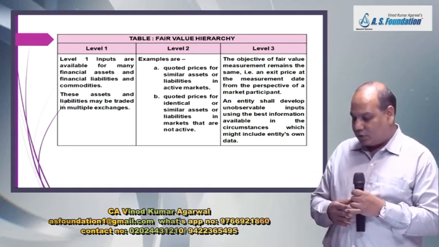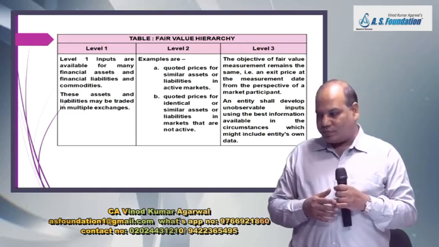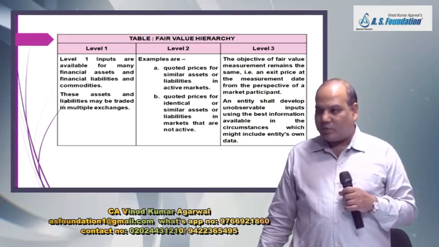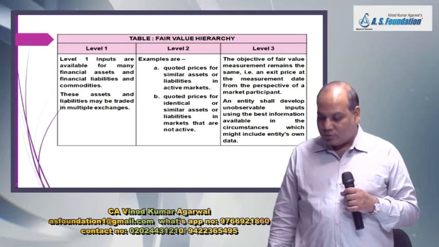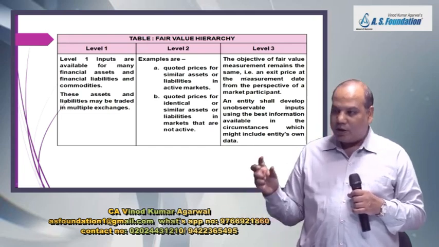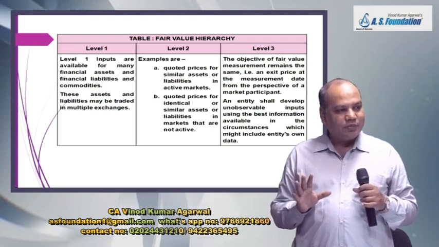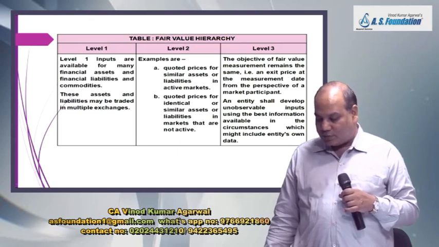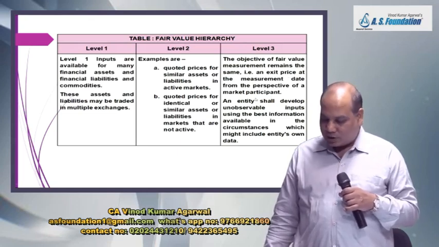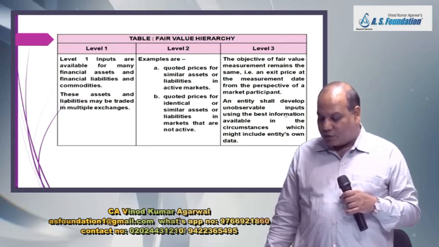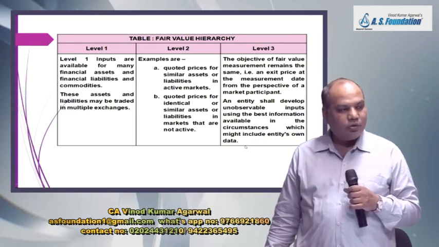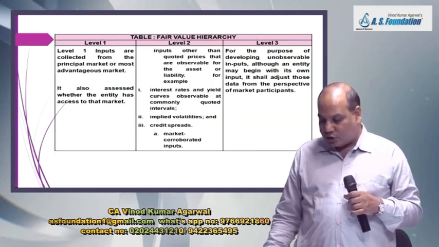For example, their projected income statement or projected figures. The objective of fair value measurement remains the same. So what they have said here, without giving an example, is that while applying level 3 input, keep the objective the same. What is my objective? To calculate the fair value using exit price from the point of view of a market participant. An entity shall develop unobservable input using the best information available in the circumstances, which might include the entity's own data, like some projected figures.